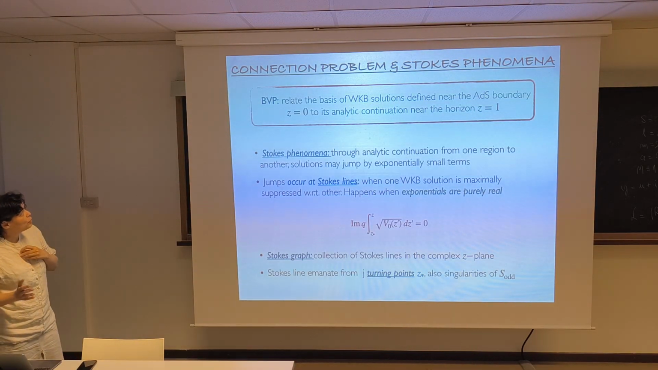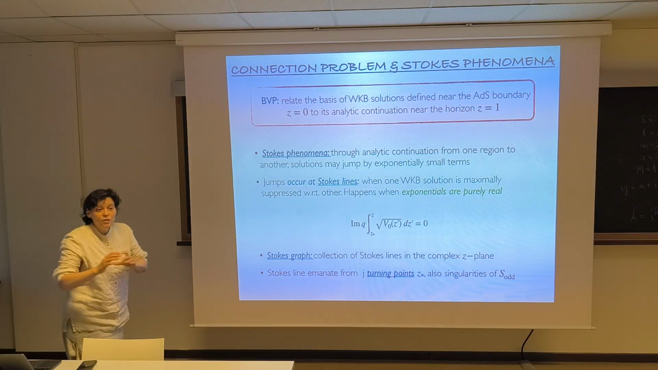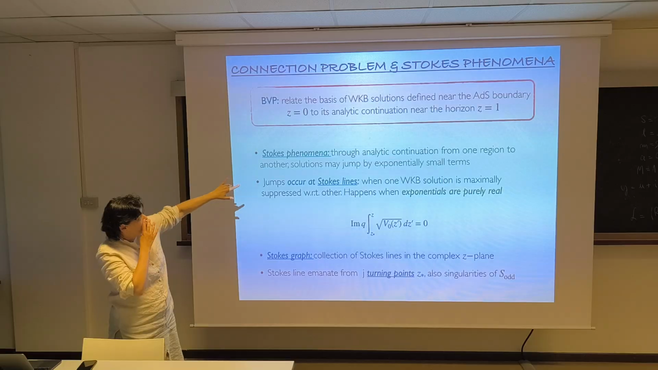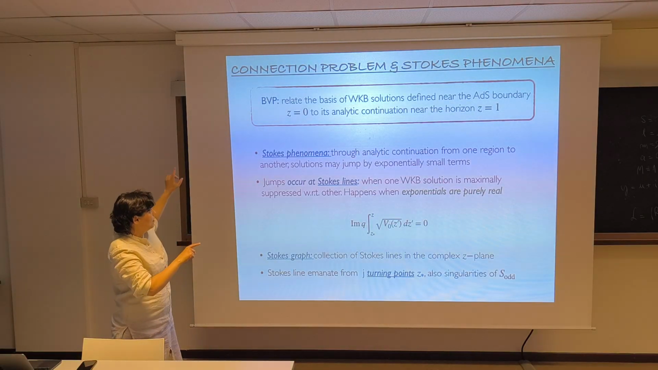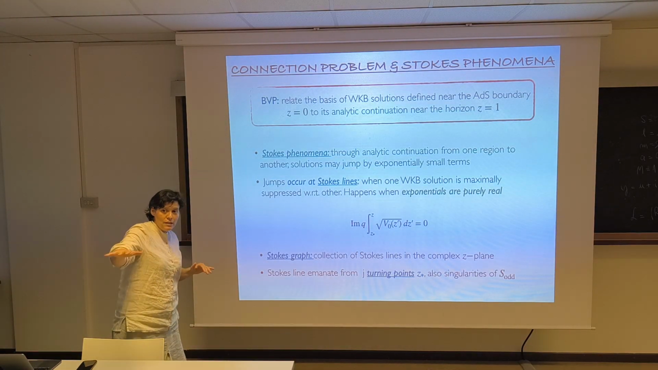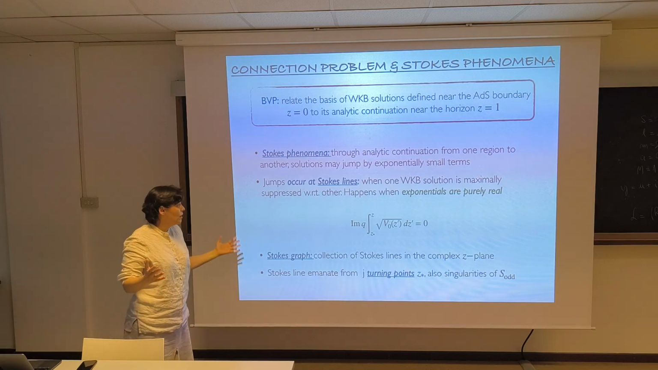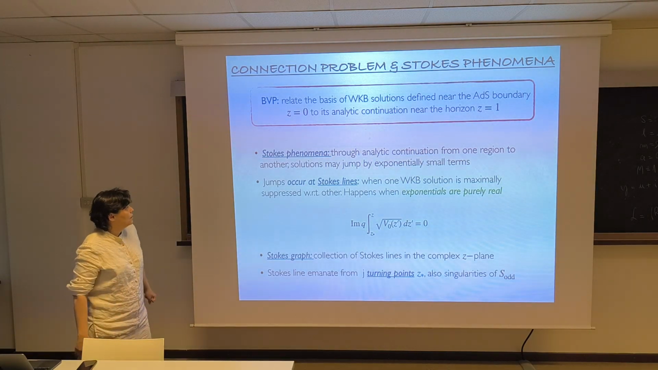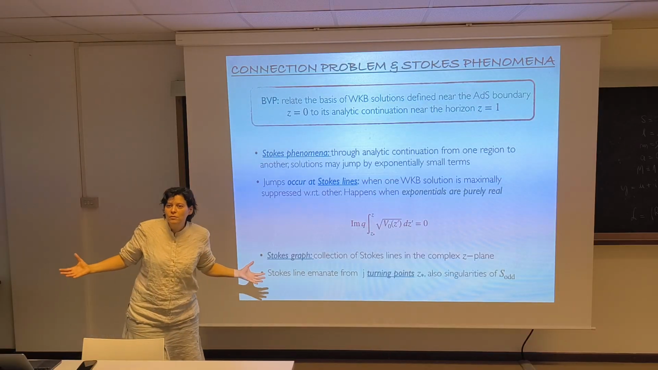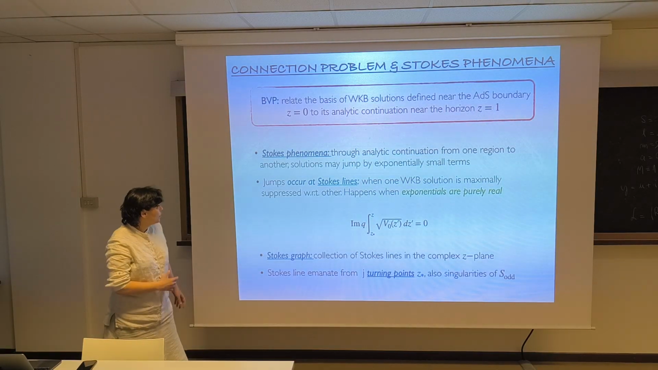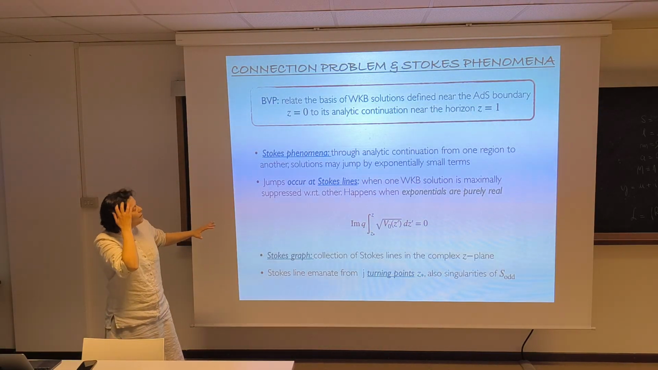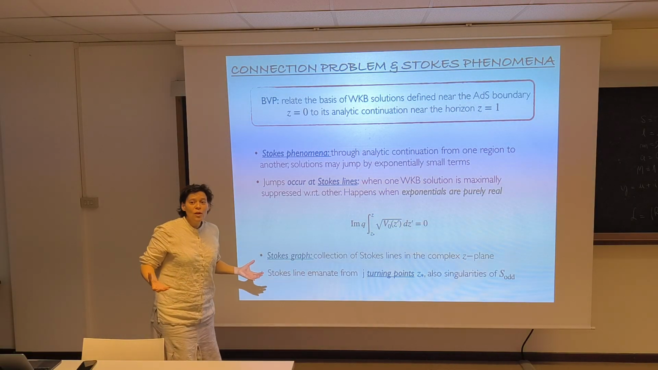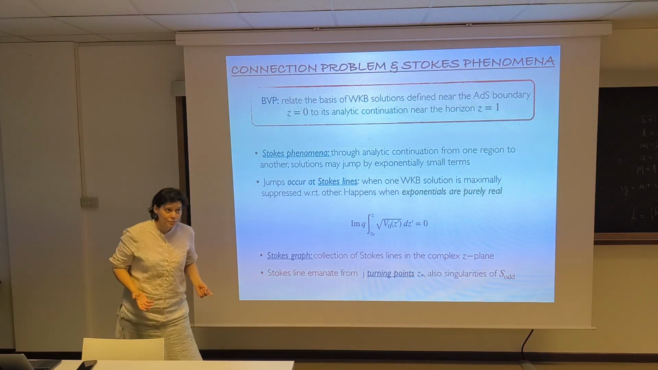So I still have a boundary value problem, and I still want to do exactly the same thing as I mentioned before. I want to relate the basis of WKB solutions defined at z equals 0 and at z equals 1 through analytic continuation, and I want to be able to solve the boundary value problem to determine the omega. That's basically the same as saying that I want the quantization condition. But some new things happen in this case. What are the new things? Stokes phenomena.